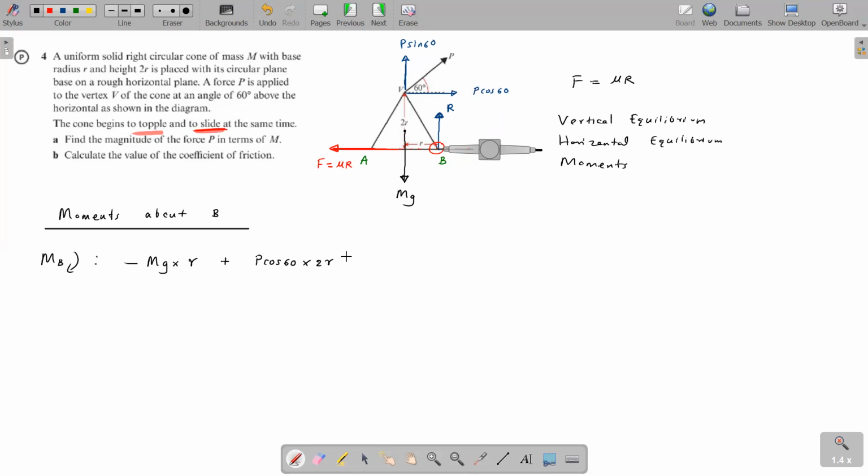And then the next one. Okay, so how do you get the moment of P sine 60? So P sine 60 also gives a moment, right? So what you can do here is make the line of action of P sine 60 longer. Okay, so this is the line of action of P sine 60. Let me write P sine 60. So with green color, I'm just marking the line of action.